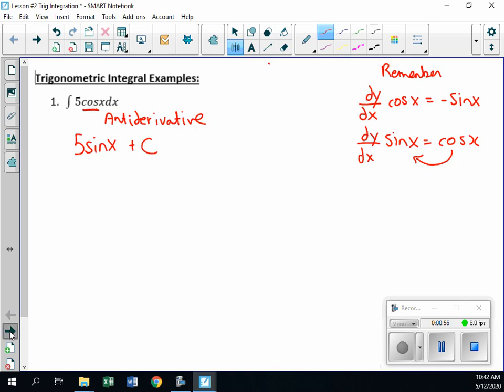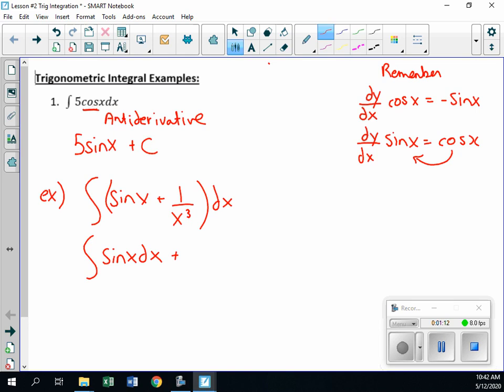If I do another example, let's say I have the integral of sine x plus 1 over x cubed dx. Okay, I split it into my two integrals: the integral of sine x dx plus the integral of x to the power of negative 3 dx.